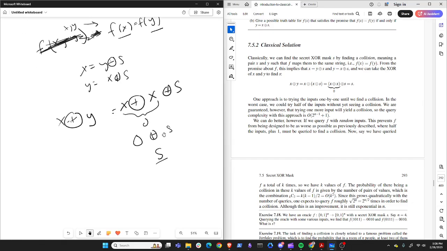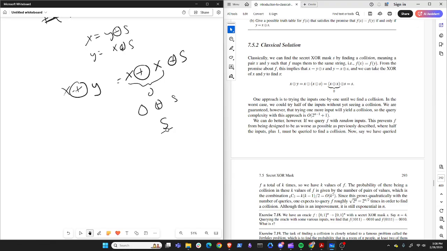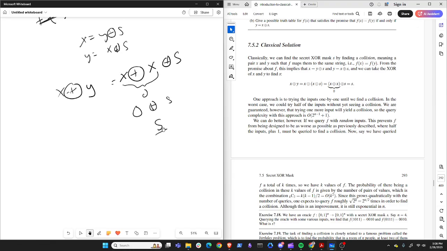The complexity of that is we need to try half of the inputs plus 1, similar to, I think it was Deutsch's algorithm. So we need to see if there's a collision. So it's O of 2^(n-1).